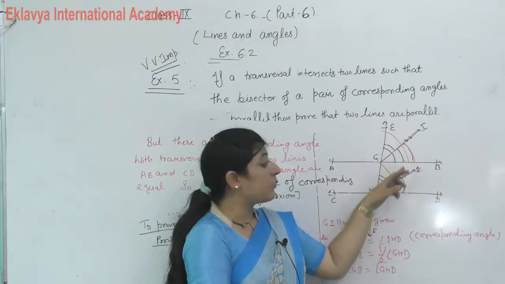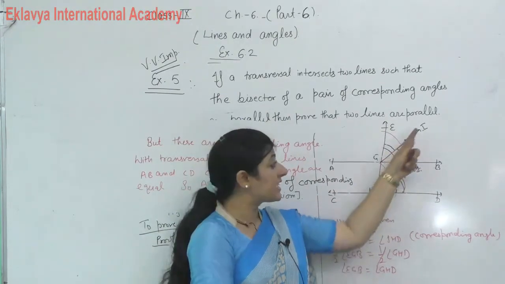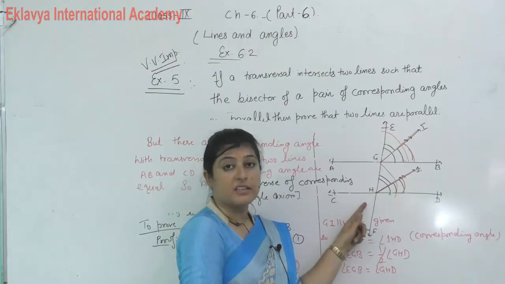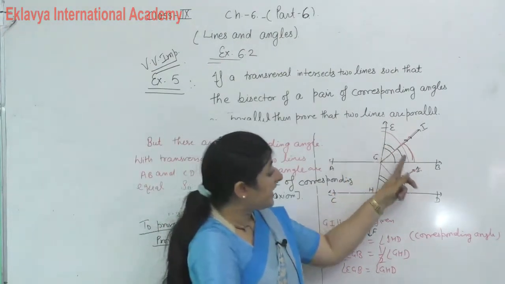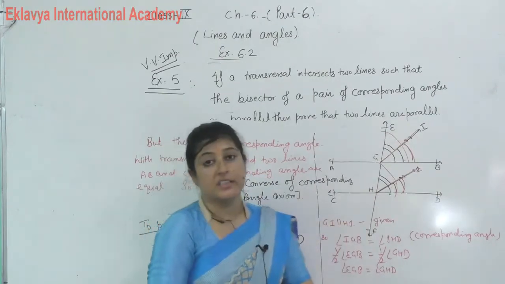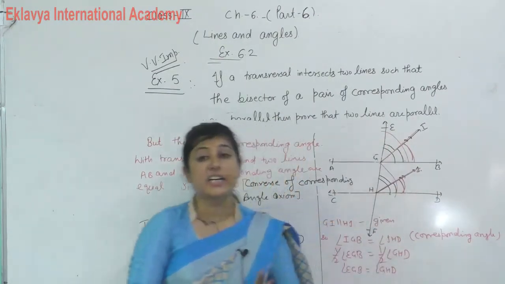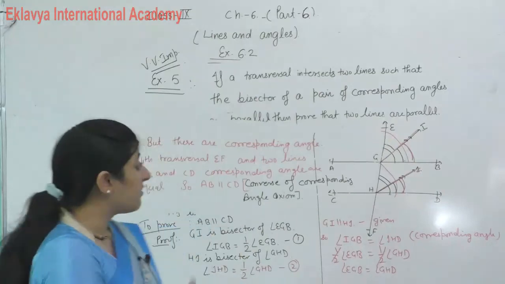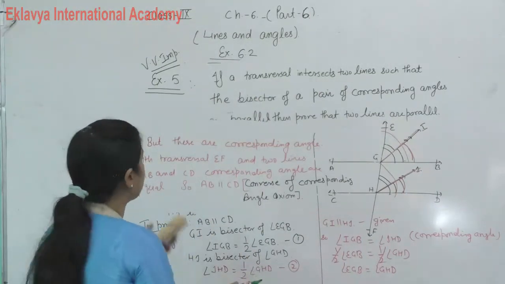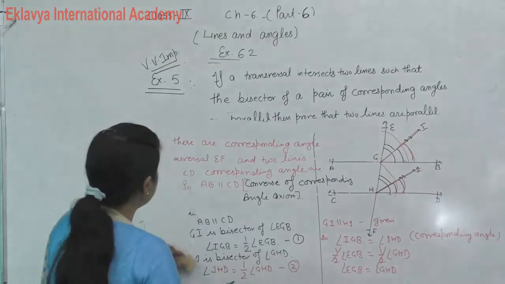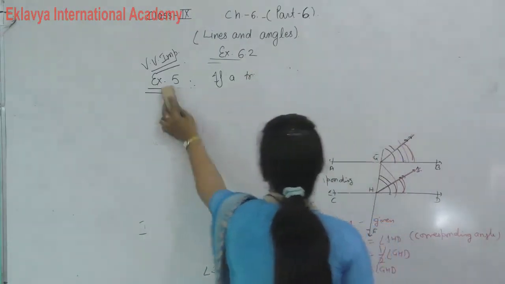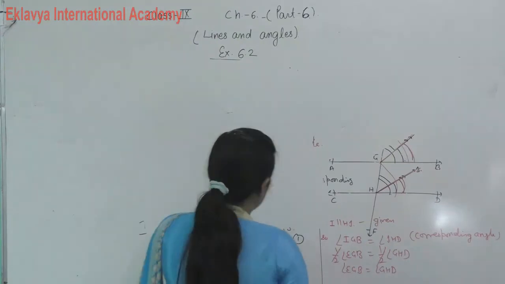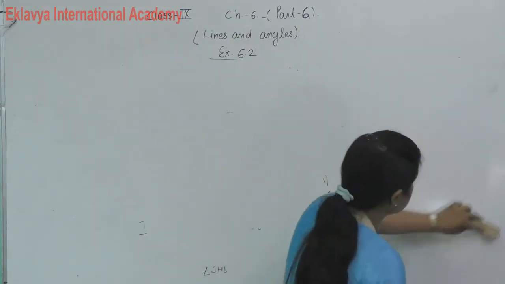These angles are equal because they are corresponding angles. It is given to you that these lines are parallel. Then we get the result that EGB is equal to GHD. And which type of angle are they? Corresponding angles. So by converse of corresponding angle axiom, we can say that the lines are parallel. This is a very important question of this exercise also.